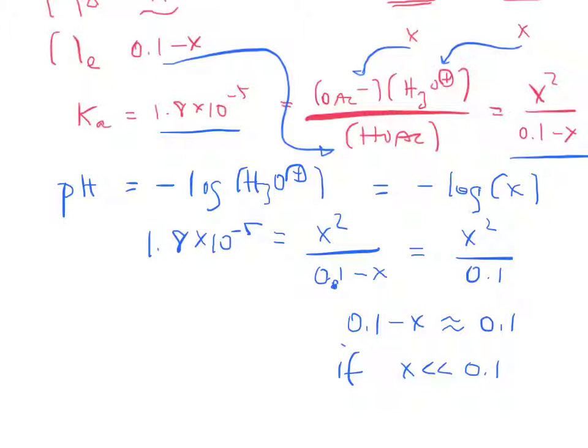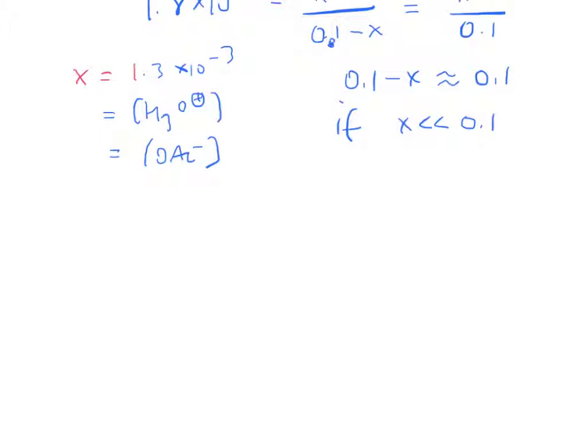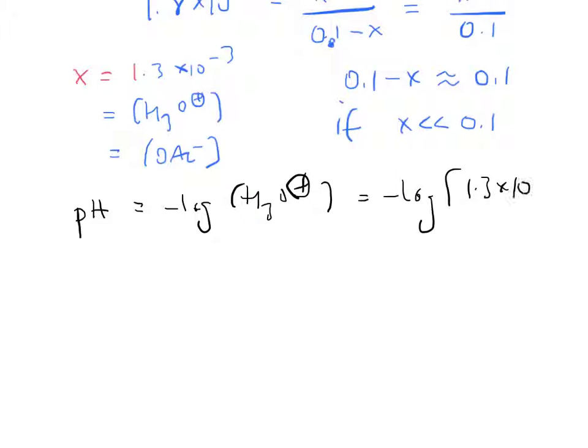It will simplify the calculation of our pH. Now we can go through the math and show that in this instance, x is 1.3 times 10 to the minus third, and that equals the H3O plus concentration. It also equals the acetate ion concentration. And now for the pH: pH equals minus log of H3O plus, or minus log of 1.3 times 10 to the minus third, or 2.87.